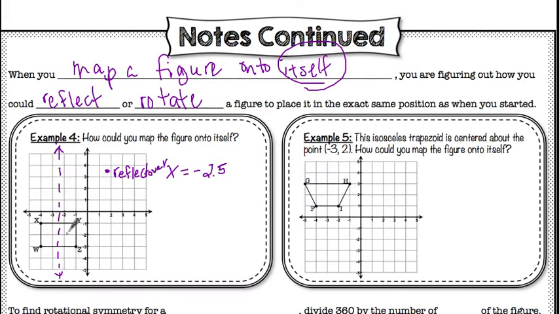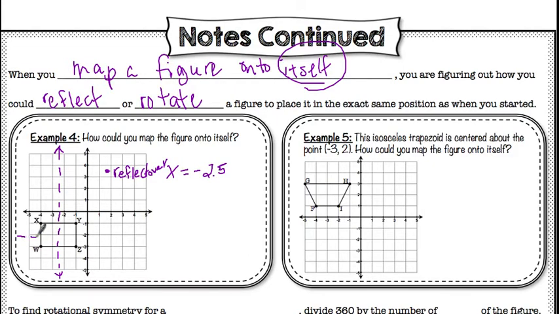So if I were to put this point Y on the other side, equal distance on the other side of this line, and each point Z, W, and X on the opposite side of the purple line, this figure would be in the exact same spot. It would look exactly the same in the exact same position, which means this is one way I could map the figure onto itself.